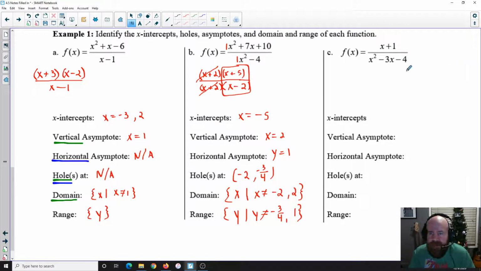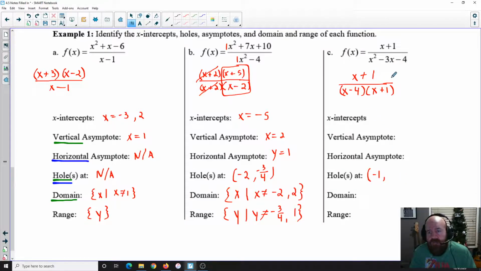Alright, next one. X plus 1, that's factored. Bottom factored out would be x minus 4, x plus 1. Right. X plus 1's cancel, so we have a hole at -1.